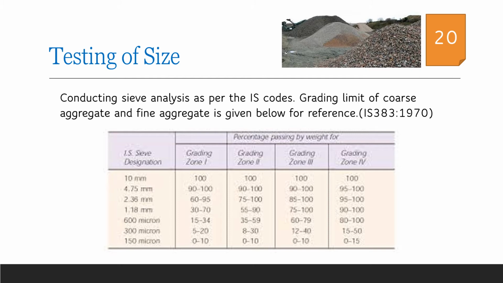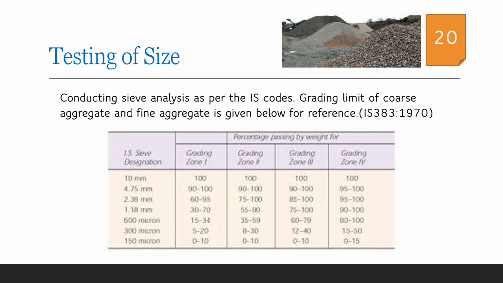Here, Zone 1, Zone 2, Zone 3 and Zone 4 of fine aggregates are available. For a batch of aggregates to be in Zone 1, 100% of the sample of aggregate should pass through 10 mm sieve, 90 to 100% of the sample should pass through 4.75 mm sieve, 60 to 95% of the aggregate should pass through 2.36 mm sieve, 30 to 70% of the aggregate should pass through 1.18 mm sieve, 15 to 34% of the aggregate should pass through 600 micron sieve, 5 to 20% of the aggregate should pass through 300 micron sieve, and 0 to 10% should pass through 150 micron sieve.